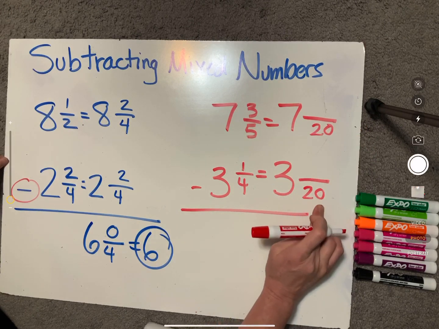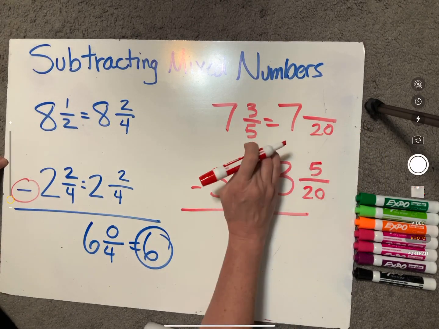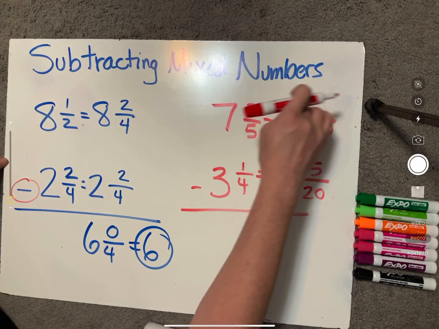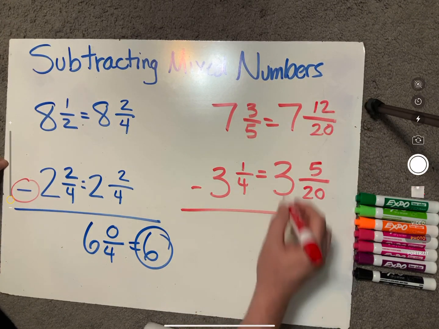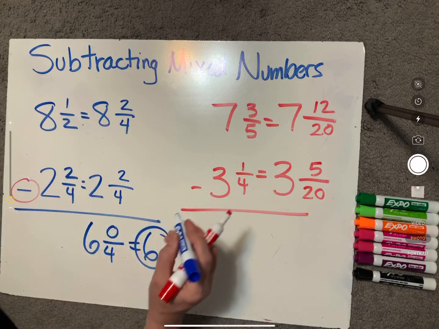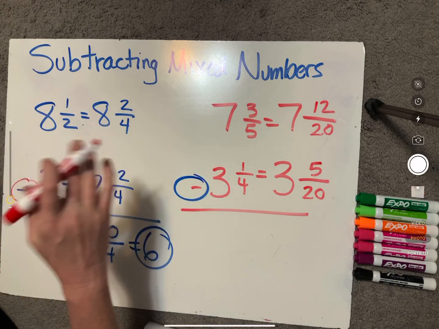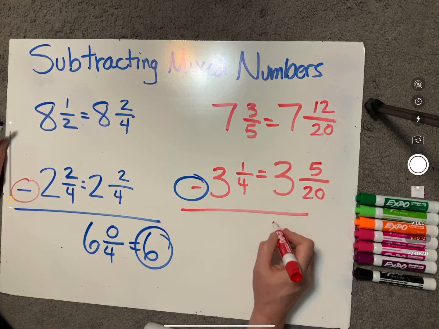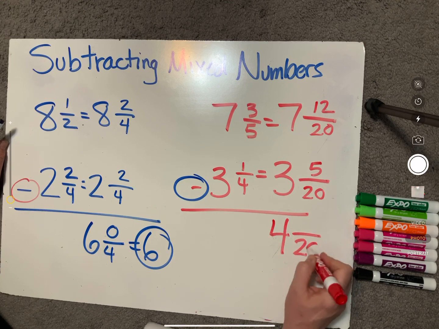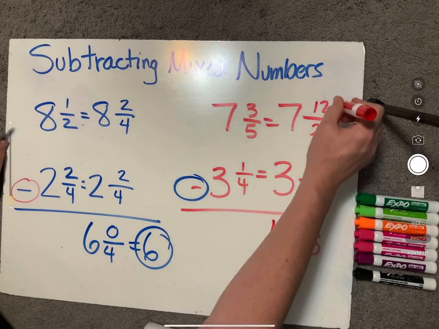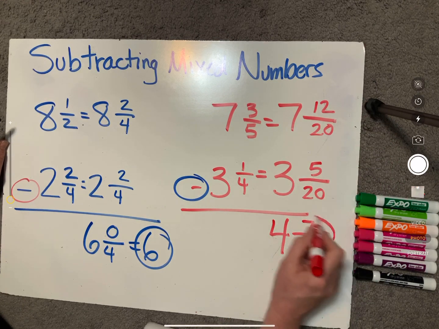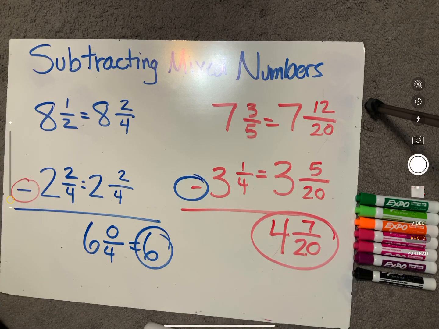4 times 5 is 20. 1 times 5 is 5. 5 times 4 is 20. 3 times 4 is 12. Then we're going to subtract as we have for the rest of the problems. So 7 minus 3 is 4. Denominator remains the same at 20. 12 minus 5 is 7, and there's no need to regroup.